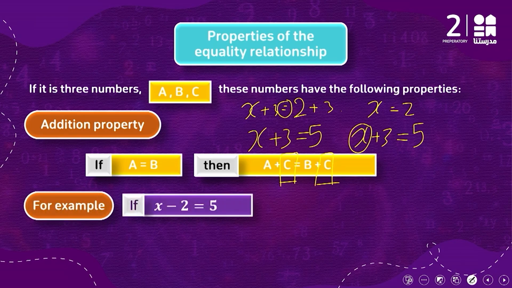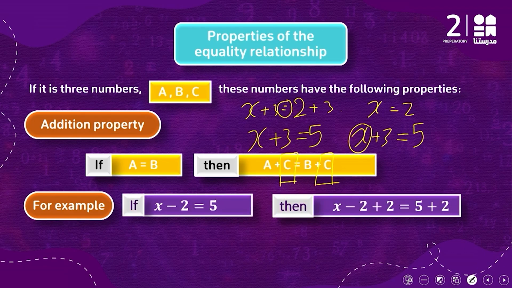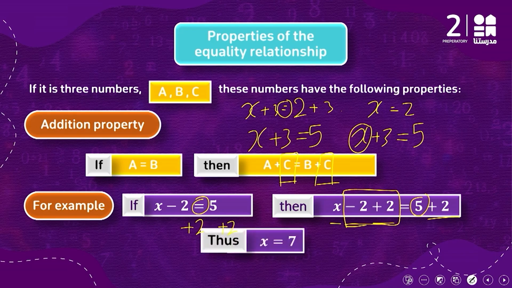And here we have an example. If you have x minus 2 equal to 5, and you add 2 to both sides, it will still be equal. How? We have x minus 2 plus 2, then we have 5 plus 2. Now, minus 2 plus 2 cancel each other, so you just have x. And 5 plus 2, at the end, is equal to 7.